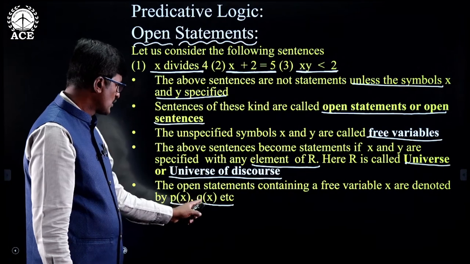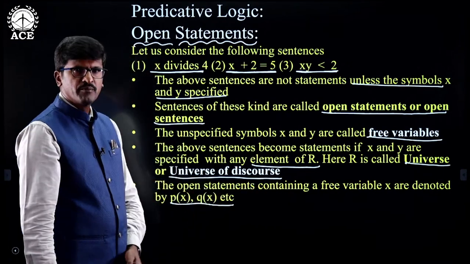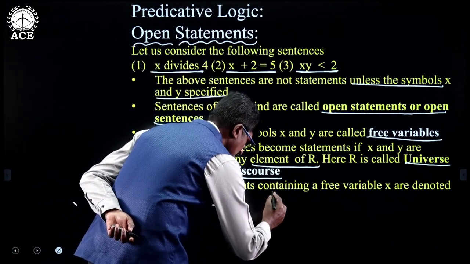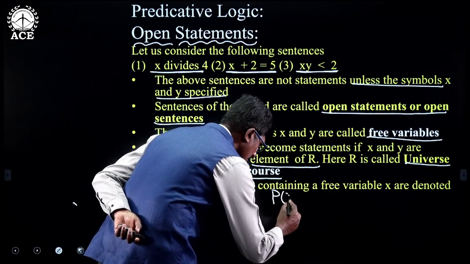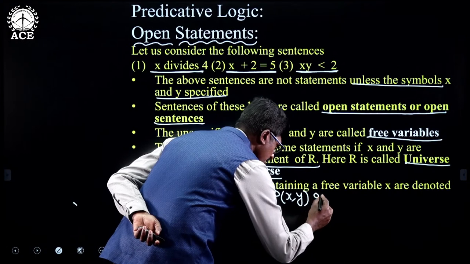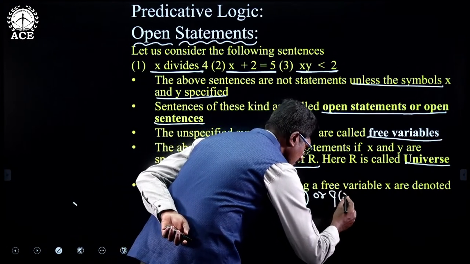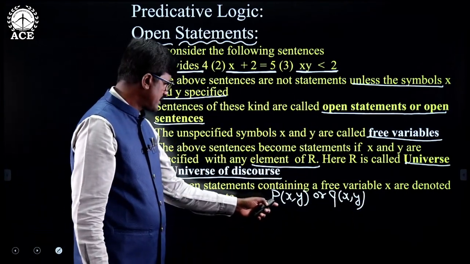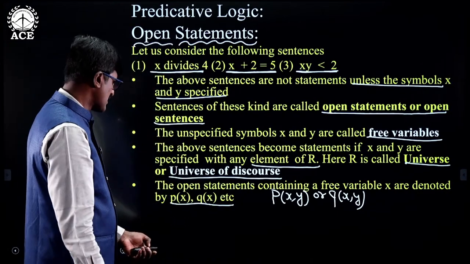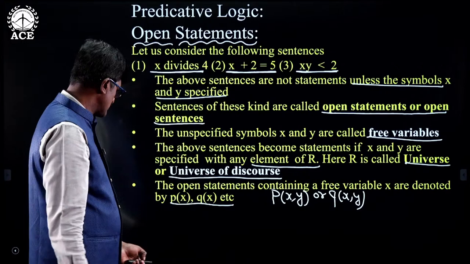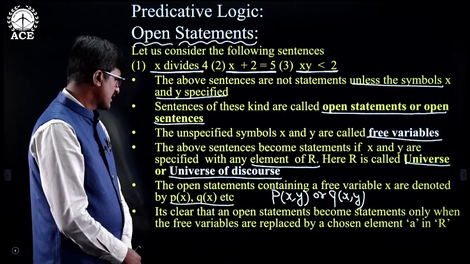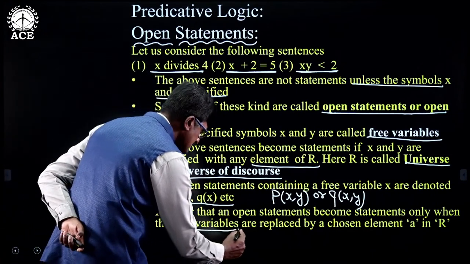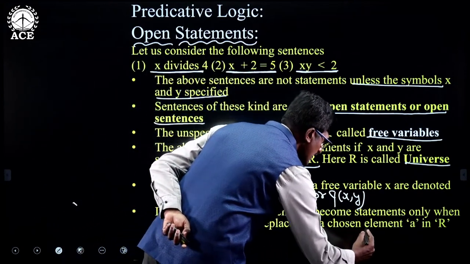Open statements or open sentences are denoted with P of x, Q of x, and so on. Here x is the free variable. If there are two free variables, x and y, then the open statements are denoted with P of x comma y or Q of x comma y. In this, x comma y are free variables. It's clear that an open statement becomes a statement only when the free variables are replaced with any chosen element from the universe.